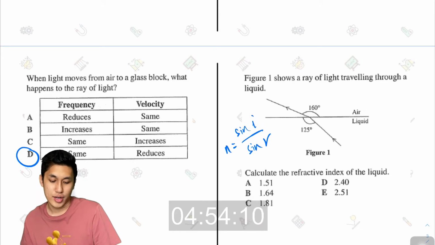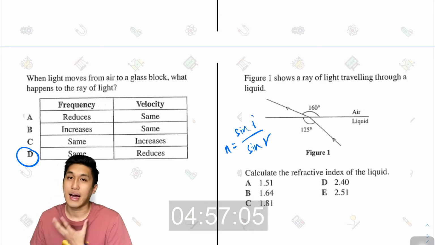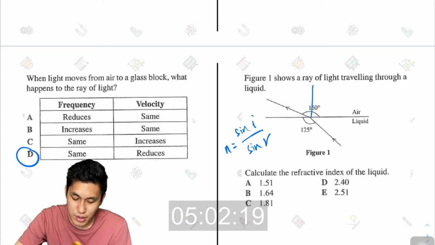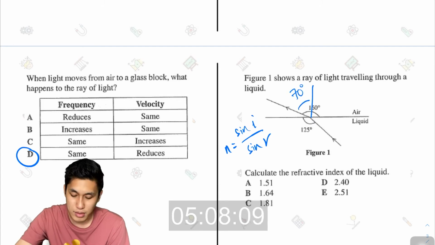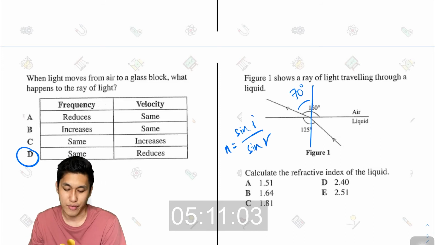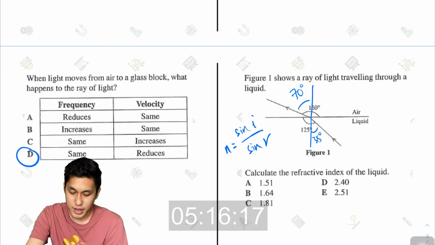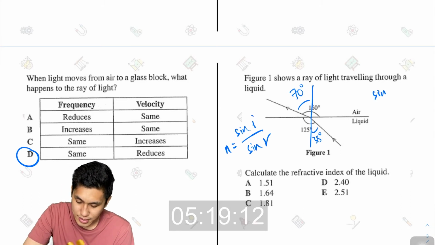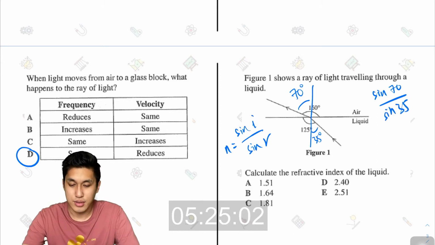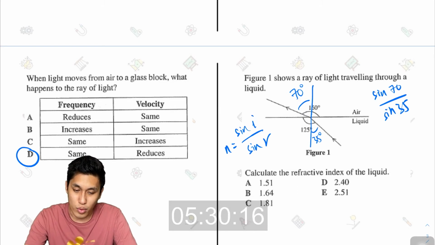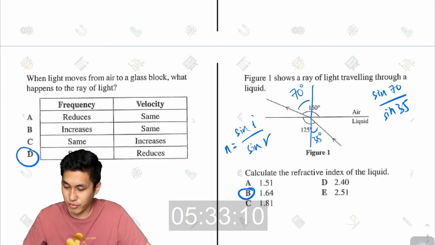And remember, for light rays, our angle is always measured from the normal. So we cannot use 160 degrees. We have to instead use 160 minus 90, which is 70 degrees to the normal. And we cannot use 125. We have to use 125 minus 90, which is 35 degrees to the normal. So here I will get sine 70 divided by sine 35, that is equals to 1.638, so 1.64. The answer is B.